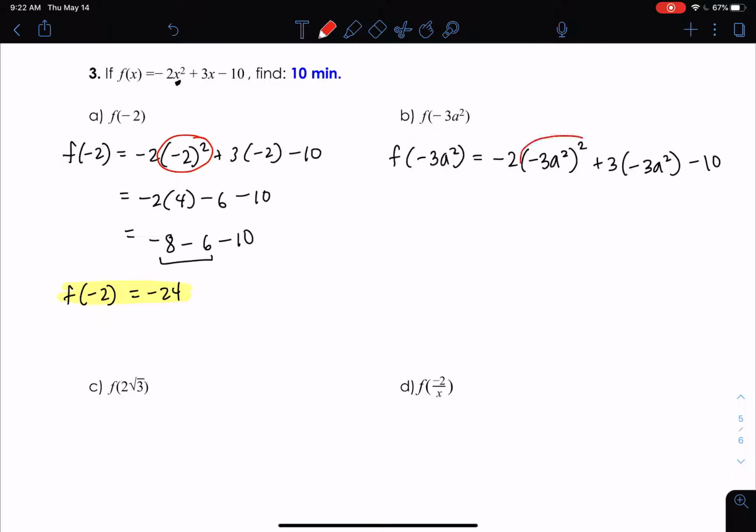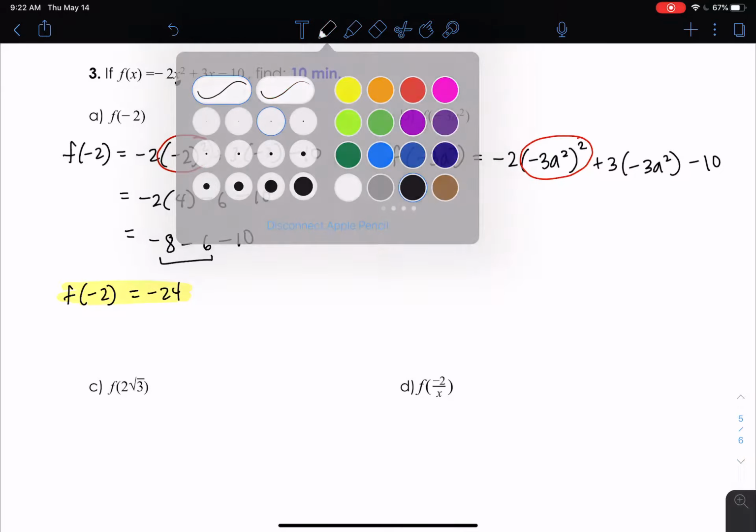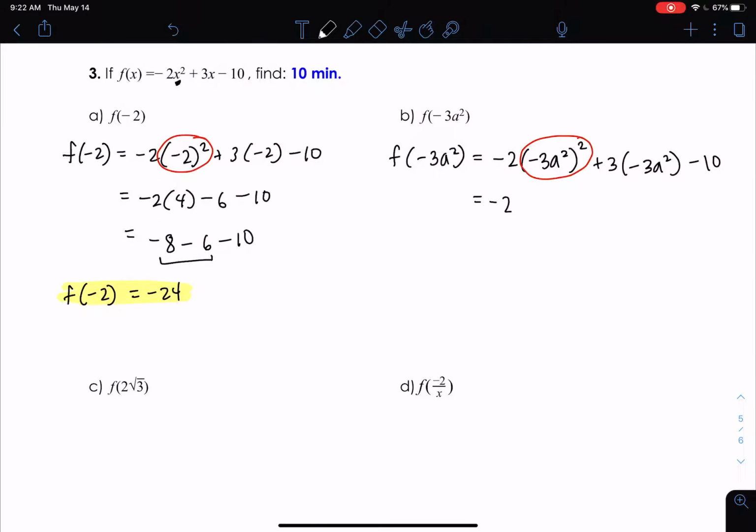Order of operations, exponents first. So let's copy down our -2. -3a squared times -3a squared gives me positive 9a to the 4th. Now that our exponents are done, we can go ahead and multiply what's left over. So we have over here minus 9a squared, and at the end a minus 10. Simplifying, we get -18a to the 4th minus 9a squared minus 10. And notice we don't have any like terms, so we're done.